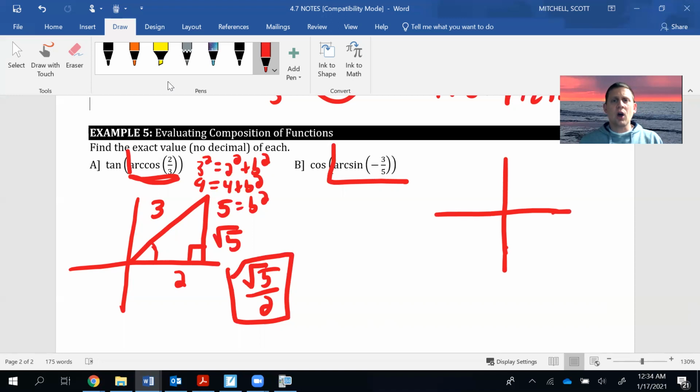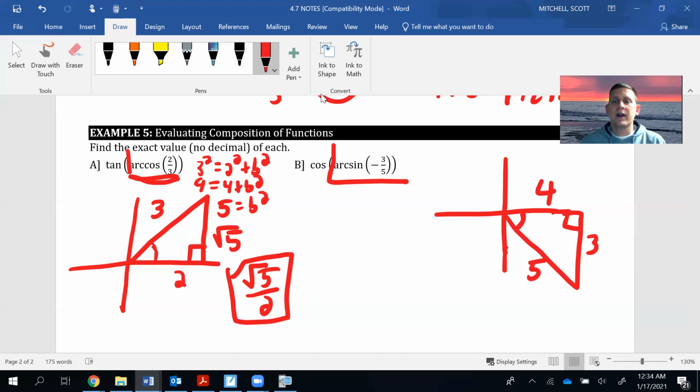Okay. So what's the cosine of this? So let's draw our triangle. It's negative. That means we got to be down here. And then what is sine in terms of SOHCAHTOA? So this is opposite over hypotenuse. Well, find my third side of the triangle. Hopefully you know that it's a Pythagorean triple. If not, do Pythagorean theorem again. So there, it's a 3, 4, 5 triangle, Pythagorean triple.